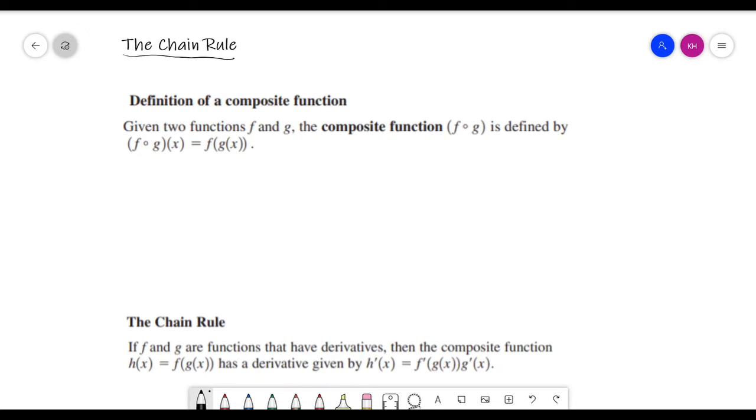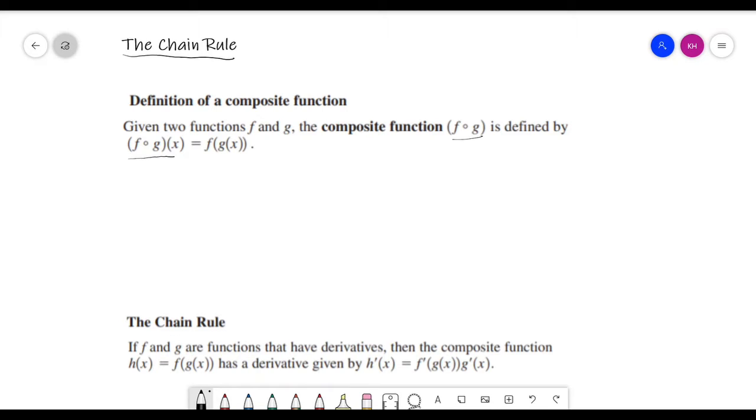The chain rule is used to find the derivative of a composite function. Now, what is a composite function? A composite function is a function within another function. As you can see, I've given you the definition over here: given two functions f and g, the composite function is defined by f dot g of x equals f of g of x. So that means you're plugging g of x inside the f of x function.